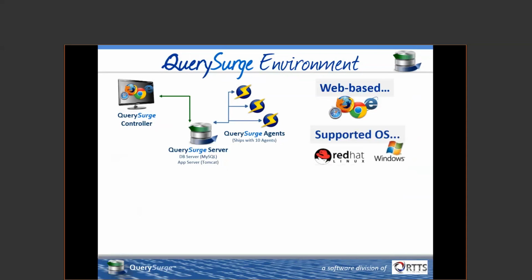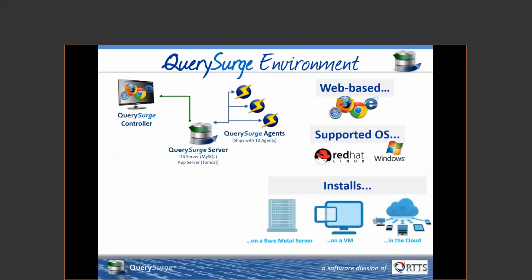QuerySurge works with all your browsers, operating systems supported are Windows and Linux, and you can install QuerySurge either on a physical machine, inside a virtual machine, or in a cloud architecture. One thing to note is QuerySurge is not a multi-tenant hosted SaaS solution. QuerySurge always gets deployed within your architecture, behind your physical or virtual firewalls, which means customers always have complete control of the data at all times.